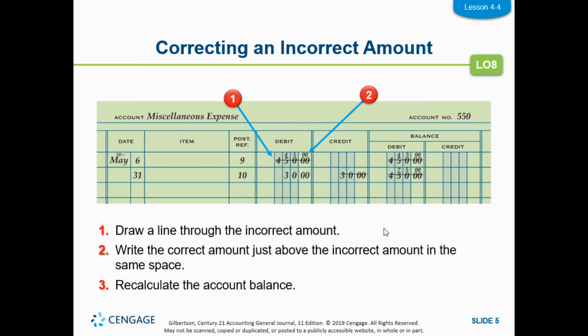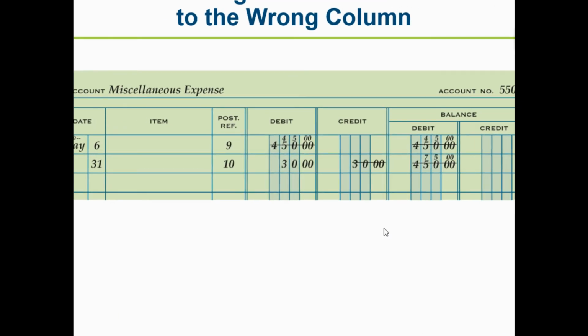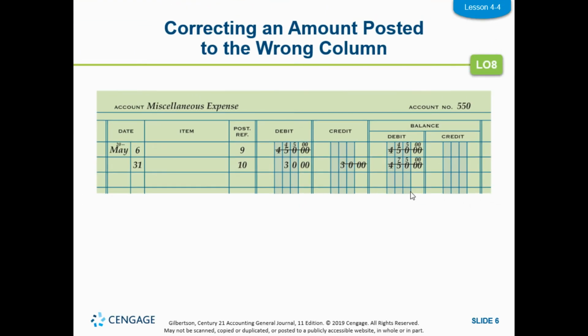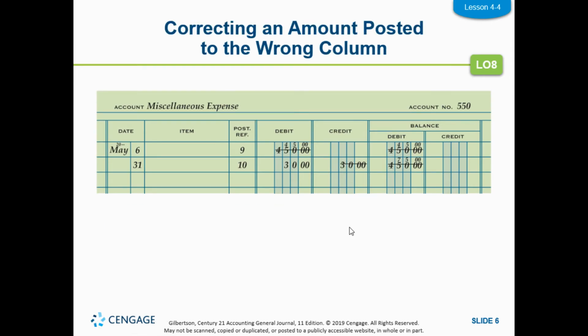Recalculate the account balance, 45. In this case, we did the same thing on May 31st. Oh, it says we posted it in the wrong column. Go back here. Yeah, so here we posted it in the wrong column.